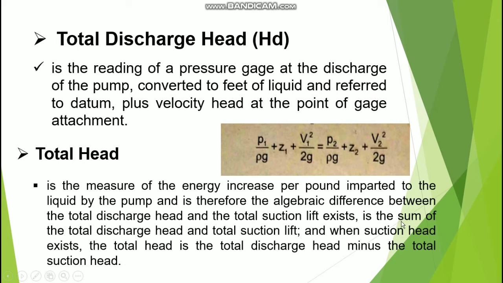However, if suction head siya, so diri daan at left side positive siya, so inigbalhin niya sa pikas, mahimo nang Z2 minus Z1. So mao ni nga, the total head is the total discharge head, so Z2 minus the total suction head, nga Z1.